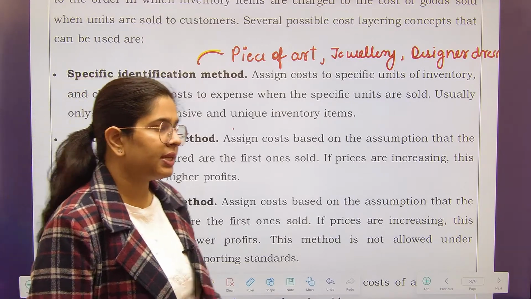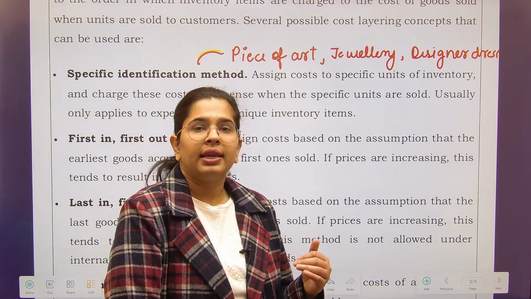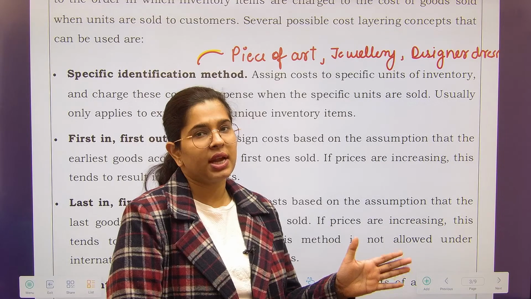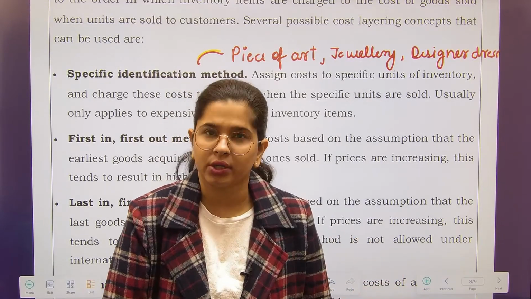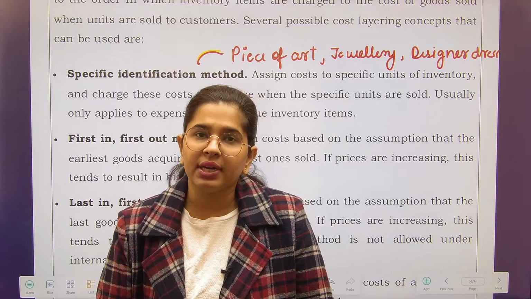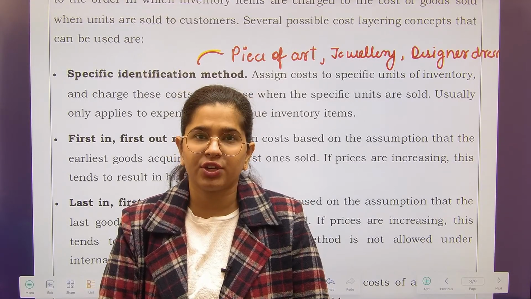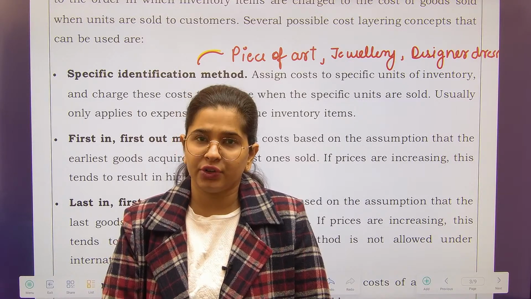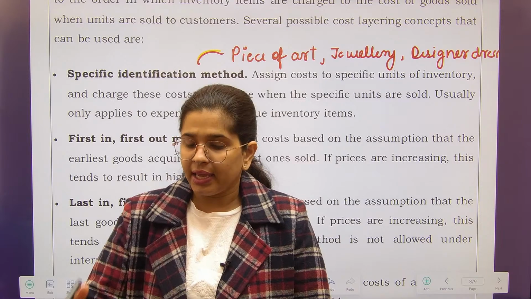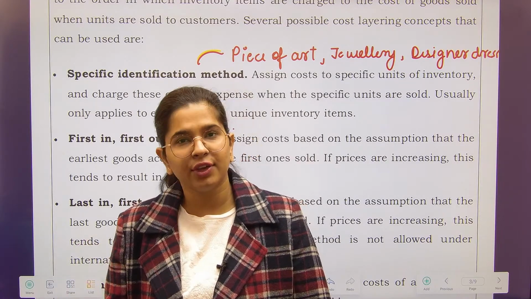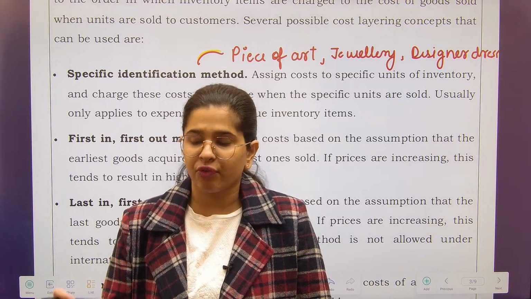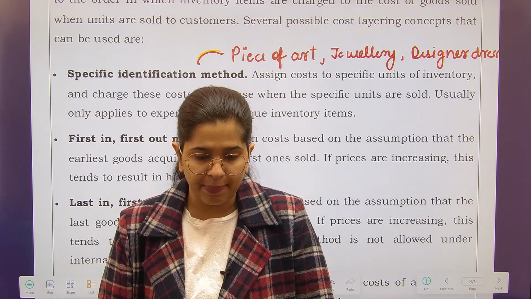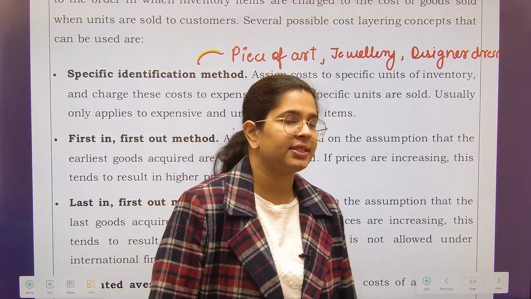Why? Because the material that you have applied to it, the labor which you have applied to it, is distinct from the other units that you are producing. These are made to order units, and hence the specific identification method is applied. So this method says that if each unit of your production differs from the other unit, then for each product you should find out the cost of goods sold separately. This is called the specific identification method.